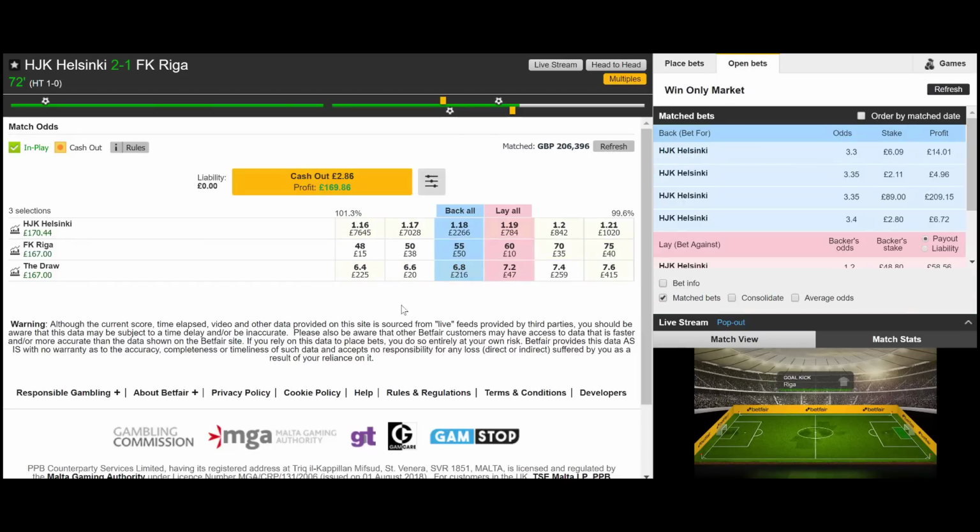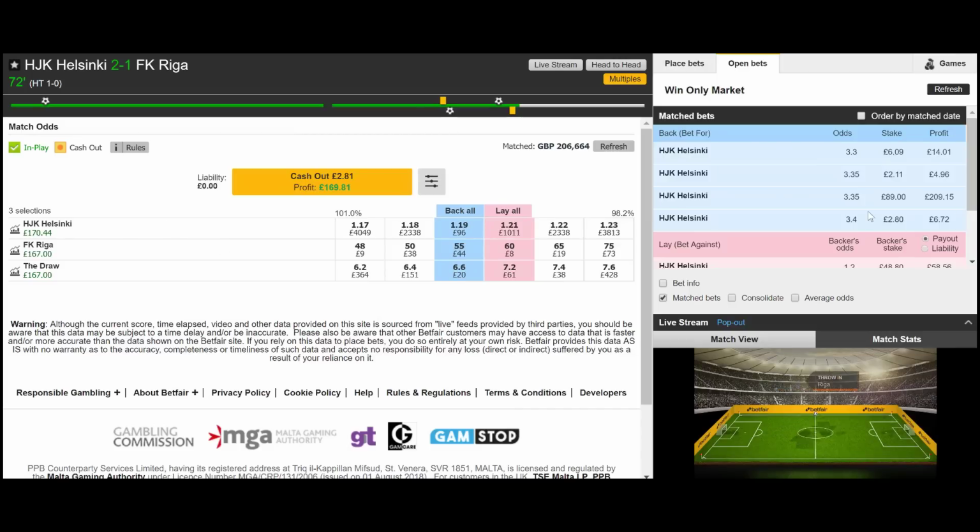Now, think about how this trade developed. I mean, we laid Helsinki. Original risk in the market was £31. So can't even do the calculation off the top of my head right now, but that £170 locked in is a pretty good return on the original risk, okay?